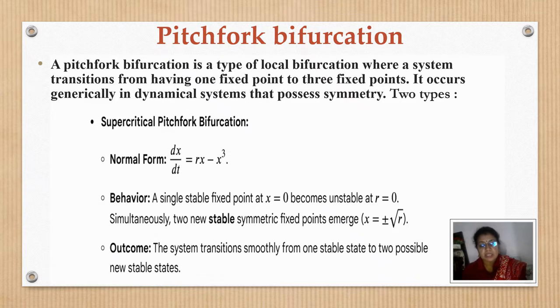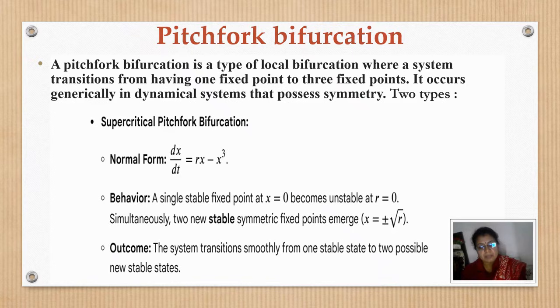So here in the pitchfork bifurcation, we are going to have a transition from one fixed point to three fixed points. So there is going to be a change in the number of fixed points. There are two types, supercritical and subcritical.